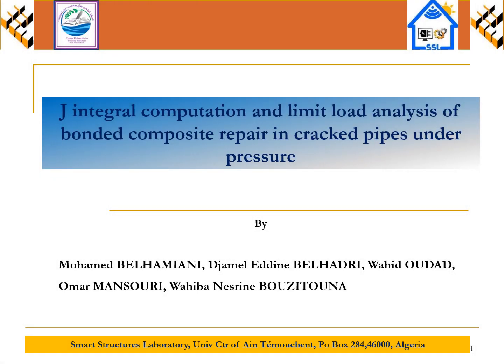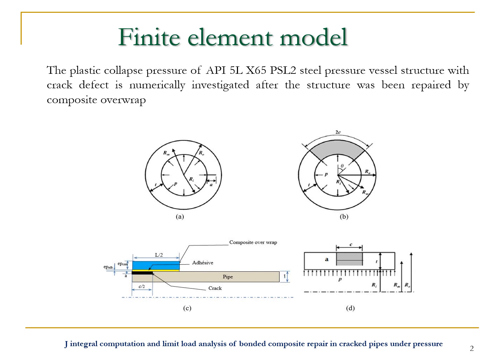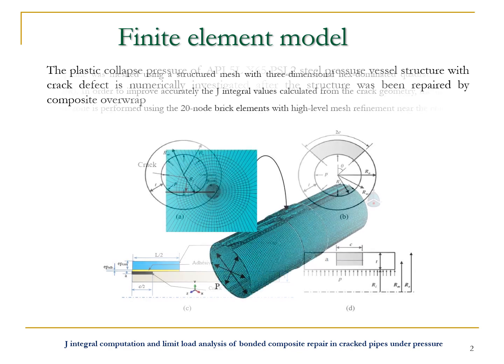In this work entitled "J-integral computation and limit load analysis of bonded composite repair in cracked pipes under pressure," an additional criterion was introduced to evaluate the composite repair system using the limit load analysis. Plastic collapse pressure of an API 5L steel pressure vessel structure with the crack defect is numerically investigated after the structure was being repaired by composite overlap.